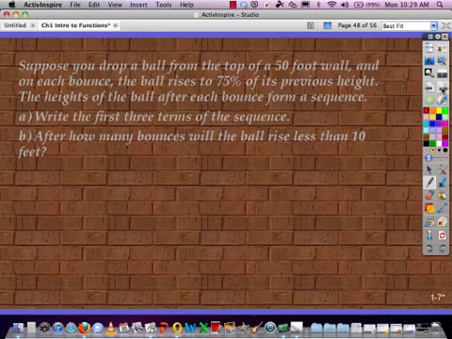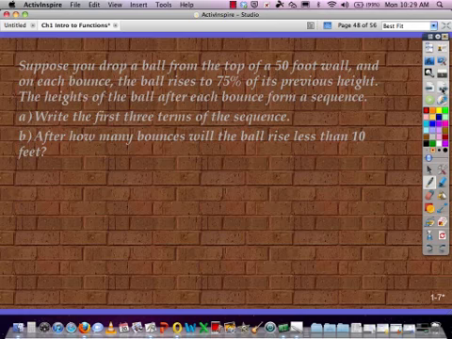Now, this is an example of how we take this to our real world examples. Suppose you drop a ball from the top of a 50-foot wall, and on each bounce the ball rises to 75% of its previous height. The heights of the ball after each bounce form a sequence. Write the first 3 terms of the sequence, and then after how many bounces will the ball rise less than 10 feet. Now on this one I'm going to set up the scenario and actually give you a visual, and then I would like you to finish the math involved and bring that with you, and we'll have it as a point of discussion. So let's start easy enough.